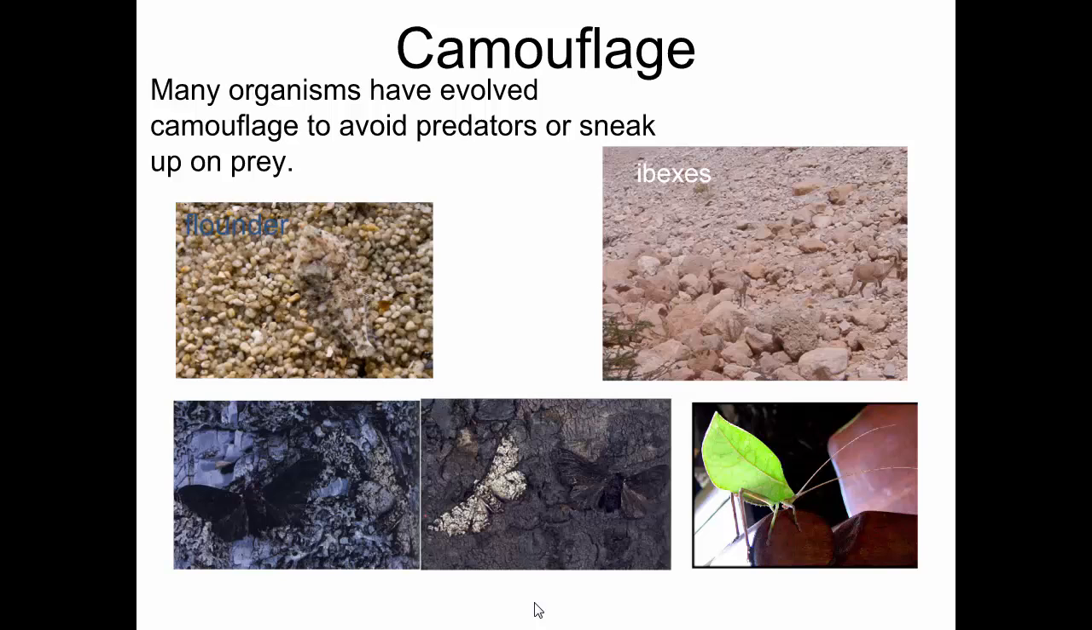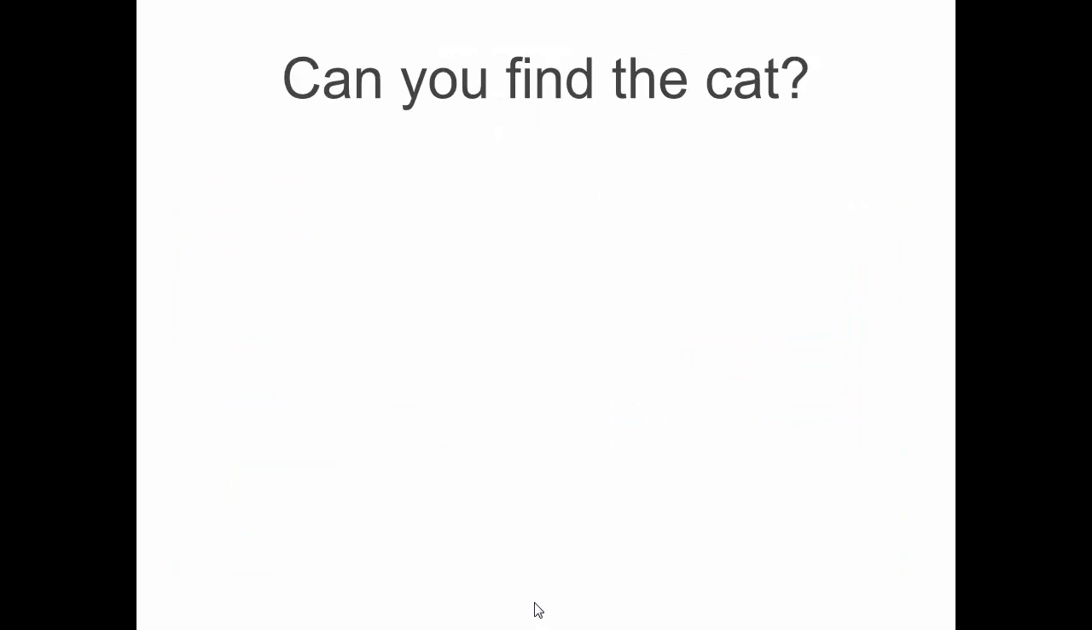This is a katydid. This is an insect. That's not a leaf. It's the actual insect. You can see its legs here. It looks exactly like a leaf. It almost looks like it has veins like a leaf does. Helps them blend in very well.